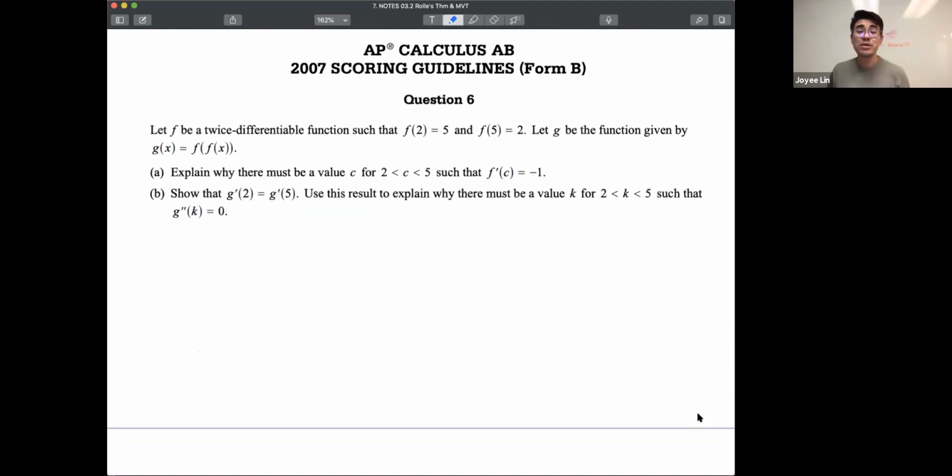So then we have this one from 2007, the AB exam. Part A is easy, right? We literally just did part A in a different question, so we don't need to do part A. But what about part B? Show that g prime of 2 is equal to g prime of 5, and use this result to explain why there must be a value of k, for k between 2 and 5, such that g double prime of k is equal to 0.